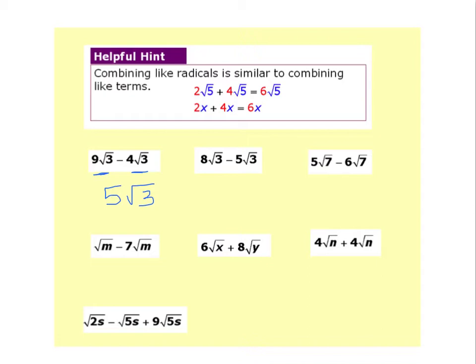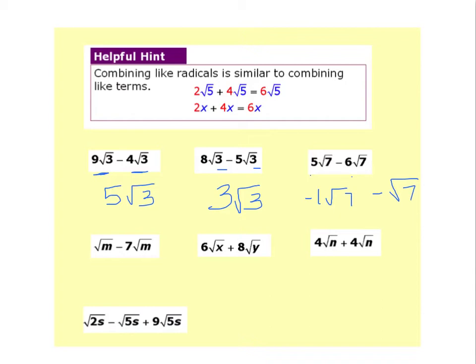For the next example, the same thing happens. They both have that radical 3. 8 minus 5 is 3. So it's 3 radical 3. Same thing on the next example. 5 minus 6 is negative 1. So we would write it negative 1 times the square root of 7. Or a better way would just be negative and then the radical 7. Remember, mathematicians are lazy and we don't want to put extra things that we don't need.